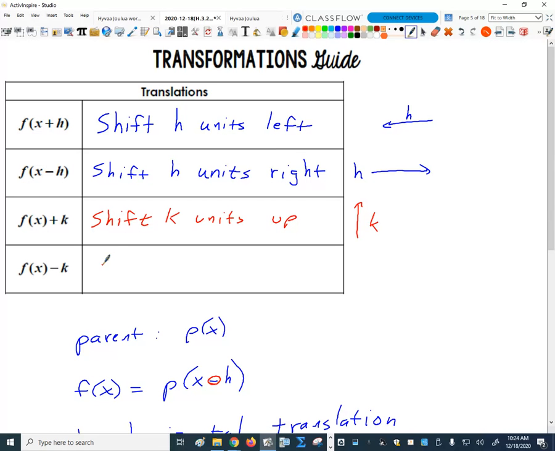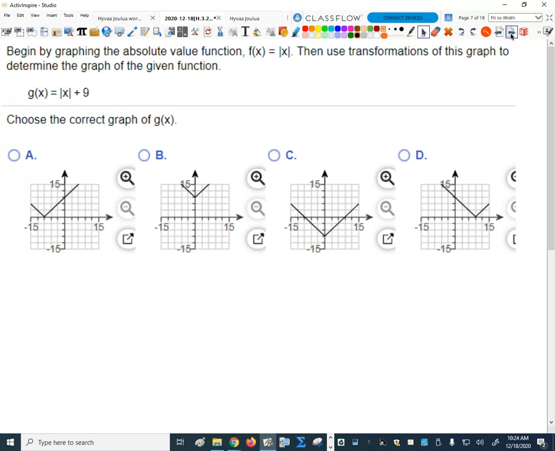And if k is negative, well, we're shifting down. Okay, so let's try something like that then. So if g of x is the absolute value of x plus 9, well, we all know what our absolute value parent graph looks like, right?